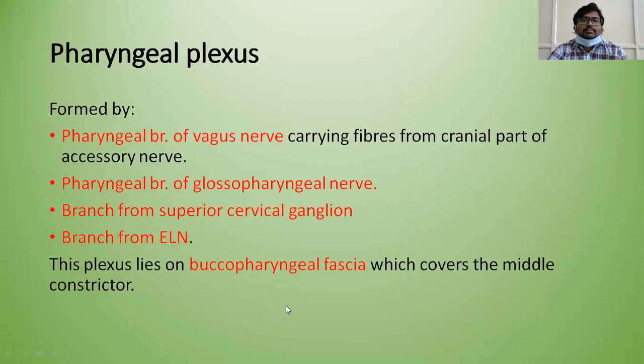Now coming to pharyngeal plexus, this is a 4 marks question for you. As we discussed before, muscles of the soft palate and muscles of the pharynx are supplied predominantly by the pharyngeal plexus. It is formed by the pharyngeal branch of vagus nerve, pharyngeal branch of glossopharyngeal nerve, a branch from superior cervical ganglia, which is the uppermost part of the sympathetic trunk, and finally a branch from external laryngeal nerve. This plexus lies between the muscle layer and the buccopharyngeal fascia at the level of the middle constrictor.